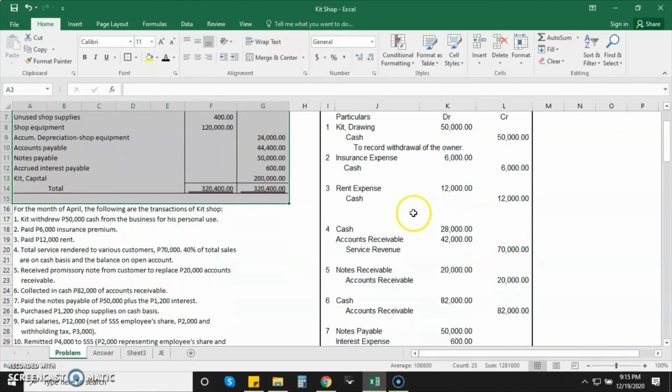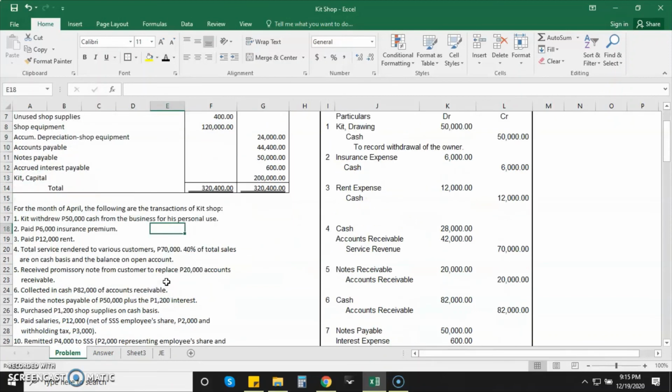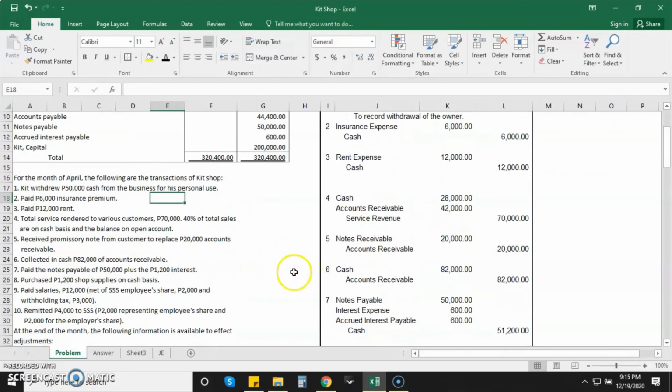Okay, so there, that's how we journalize another problem, another exercises.